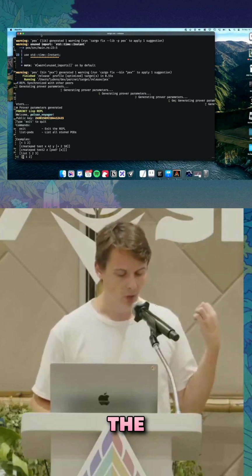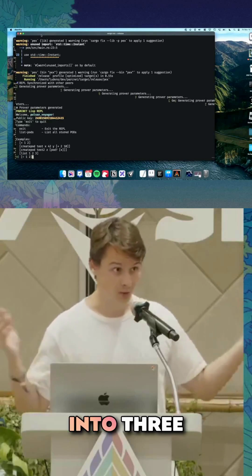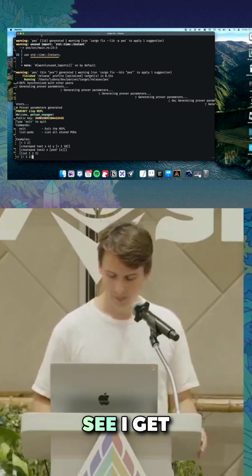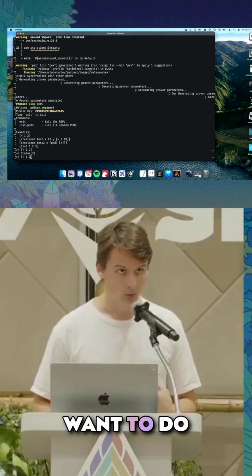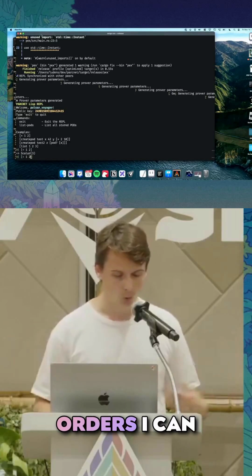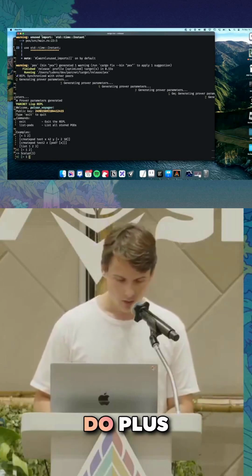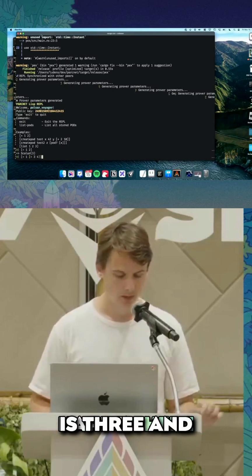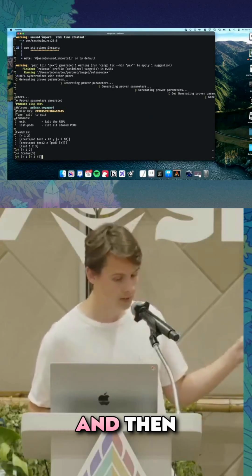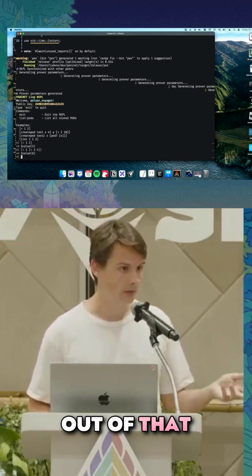This means the computation I'm executing is plus, and it's over 1 and 2. So this is going to turn into 3. See, I get scalar 3. And if I want to do different things with different orders, I can keep putting brackets. So as an example, if I do plus 3, 4, what's going to happen here is 3 and 4 are going to be summed first, and then it's going to be summed with 1. So we're going to get 8 out of that, right?